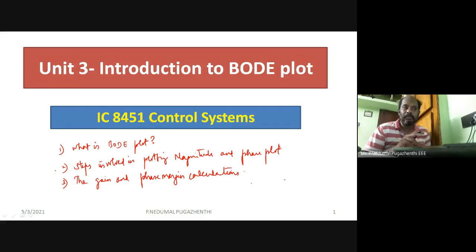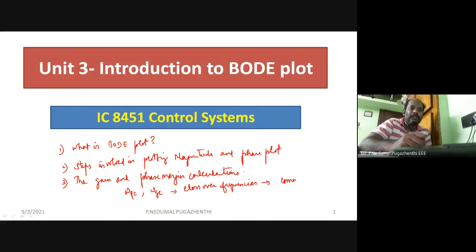like gain margin, phase margin, and also you will be interested in knowing phase crossover frequency and gain crossover frequency. Okay, the crossover frequencies, and thereby commenting on stability. We will try to cover all these things. So this is the idea of this lecture.